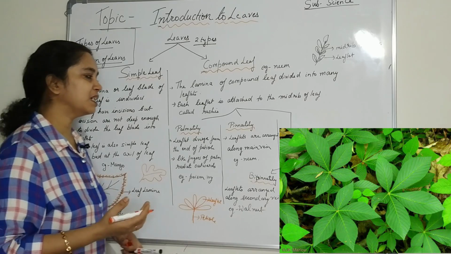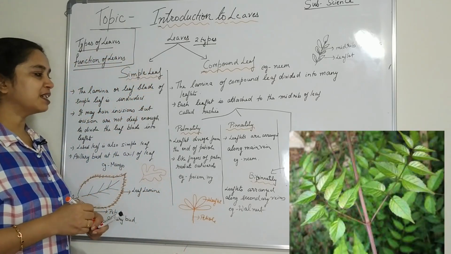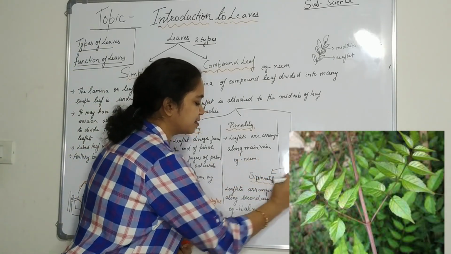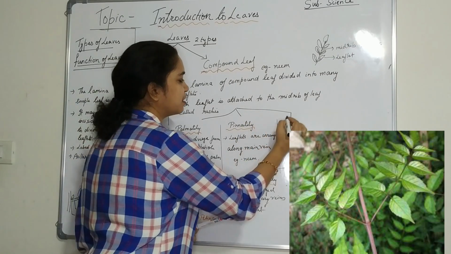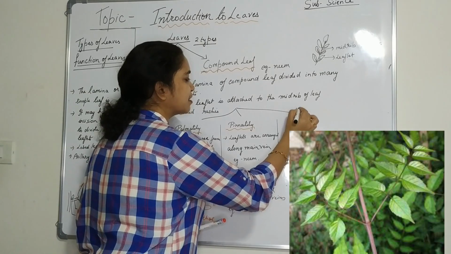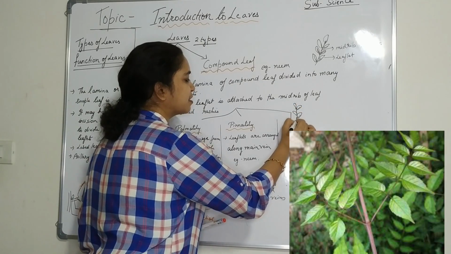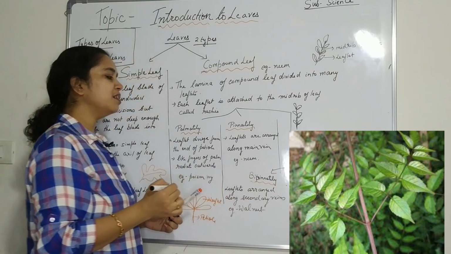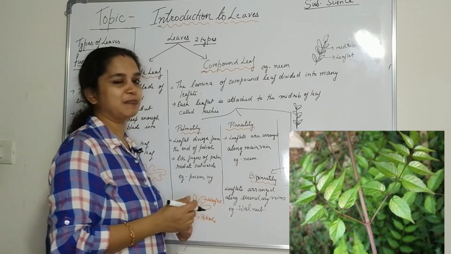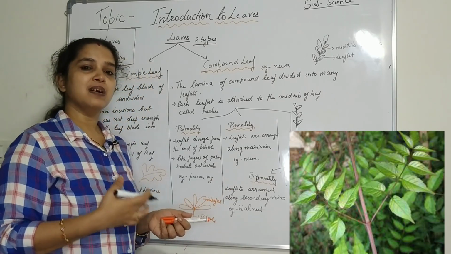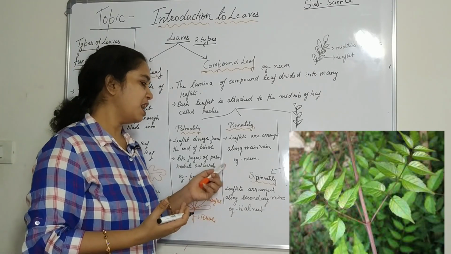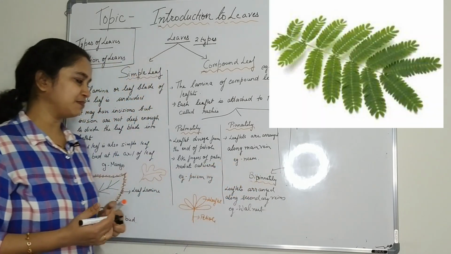What do you mean by pinnately compound leaf? When the leaflets are arranged along the main vein, this is the main vein, and the leaflets are arranged like this. This is called the pinnately compound leaf. They give a feather-like appearance. The palmately compound leaf gives a palm-like appearance, and the pinnately compound leaf gives a feather-like appearance. And these are present in the neem.